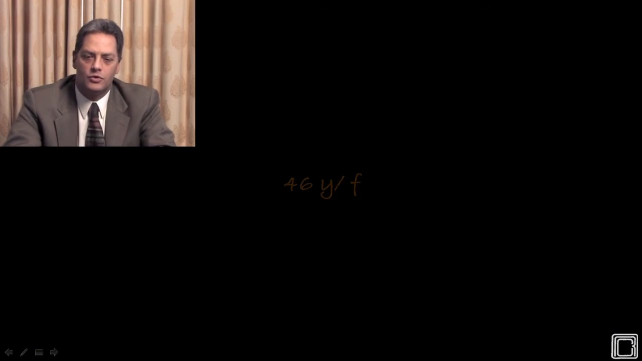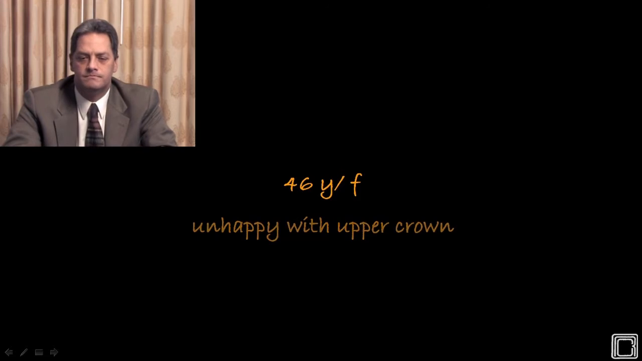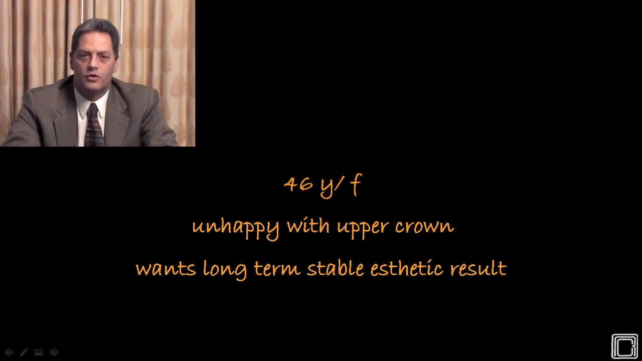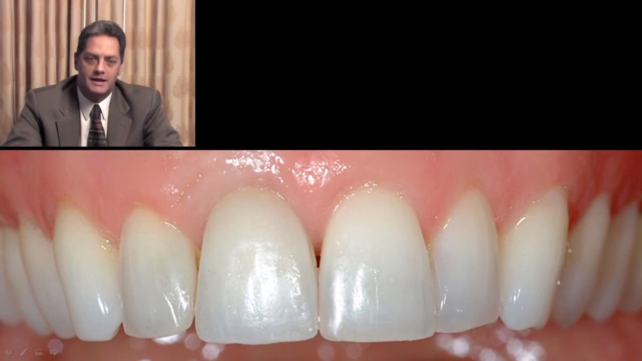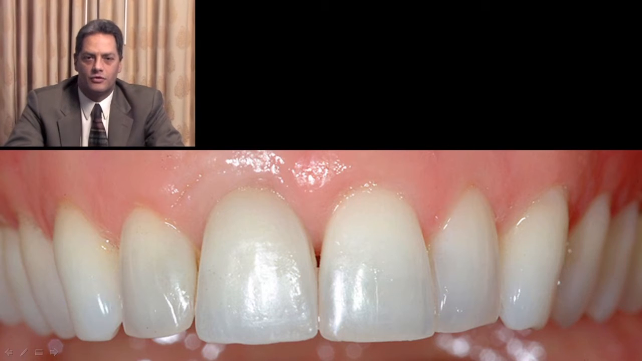To do that, we're going to evaluate here a patient that came to us. She's 46 years old, and she's unhappy with her upper crown, and she wants a long-term, stable, and healthy result. This treatment was started in 2003. What we need to do is connect the dots into what the patient actually wants. In this particular instance, she had an accident when she was 11 years old. And for many decades, they tried to correct this with several crowns.